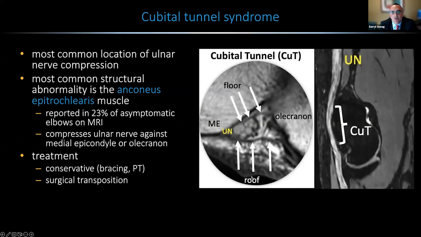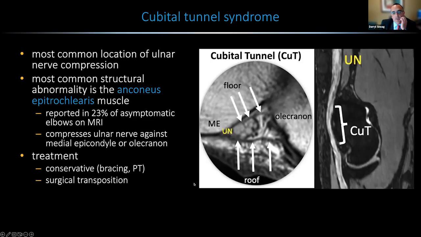Okay, so let's go over some facts about cubital tunnel syndrome. This is the most common location of ulnar nerve compression. And the most common structural abnormality is the anconeus epitrochlearis muscle. However, it's been reported in 23% of asymptomatic elbows on MRI. So one may see it, and more often than not, patients may have no ulnar nerve symptoms. But the thought is that it compresses the ulnar nerve against the medial epicondyle or olecranon. And treatment for cubital tunnel syndrome is typically conservative with physical therapy, sometimes bracing, or surgical transposition.